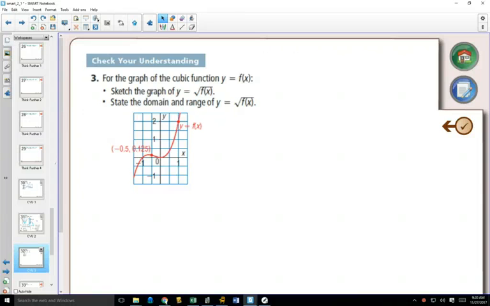Now we have a cubic function. So we do the same thing. We look for all the points that are 0 and 1 first. So here's where the original graph is 0. Here's where the original graph is 0. Here, careful with the scale, is where the original graph is equal to 1.